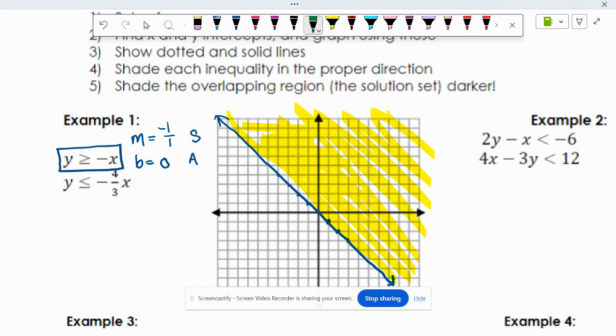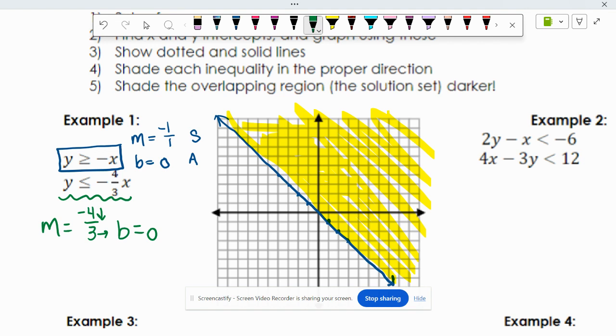When I look at the second inequality of this system, my slope and my y-intercept are, let's see, Travis, what do you think my slope is of the second inequality? -4/3. Yeah, -4/3. That means I'm going to go down and to the right. What is my y-intercept, Kaden? What's my y-intercept? 0.